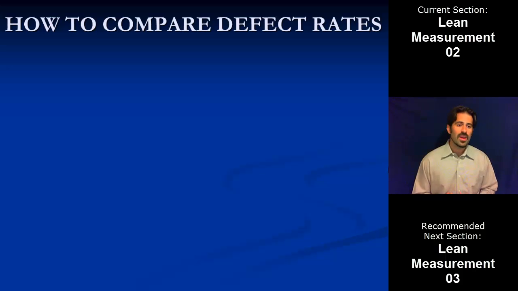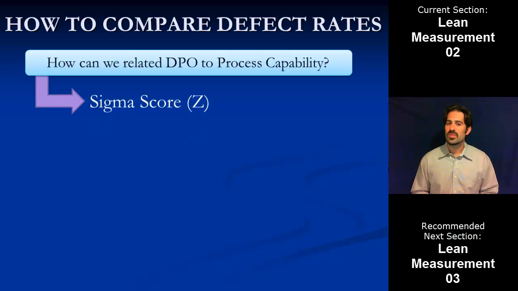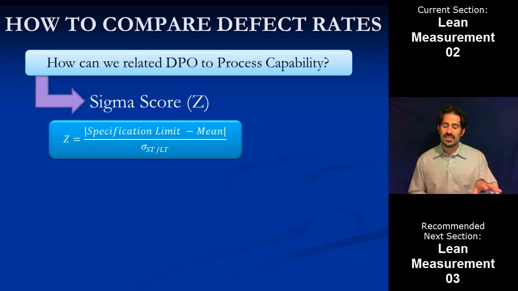The last thing we're going to talk about is how we can compare these different defect rates from process to process, line to line, department to department. And really how we relate DPO, that defects per opportunity, to how capable a process is: this idea of a sigma score. It's represented a lot of times just with the letter Z. And the math behind it, which we talked a little bit about in the previous section, is really just the absolute value, that's the vertical bars, of whatever the specification limit is minus the average of what we're producing.